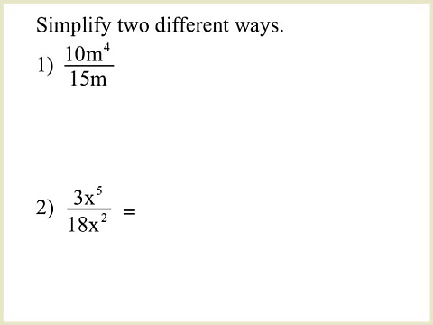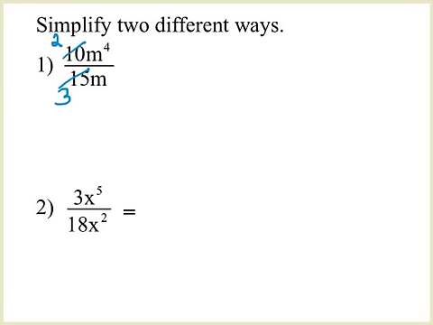So if I have something like 10m to the 4th over 15m, I can divide a common factor of 5 out of both 10 and 15. When I divide 10 by 5, I'm left with 2. When I divide 15 by 5, I'm left with 3.